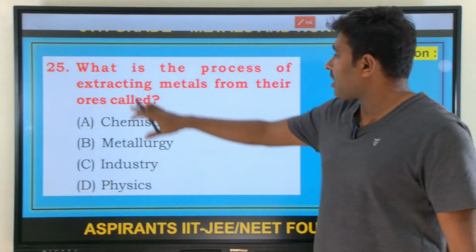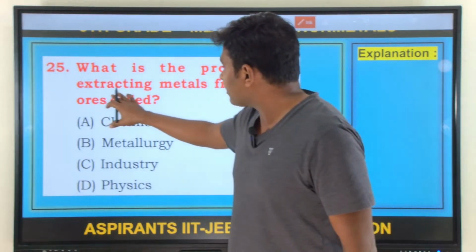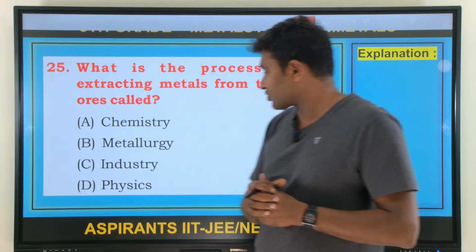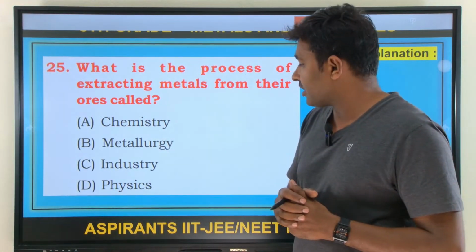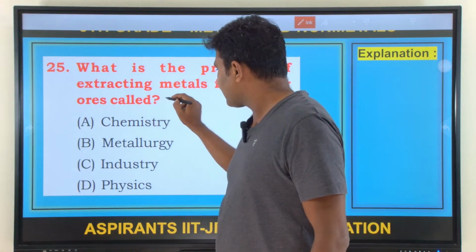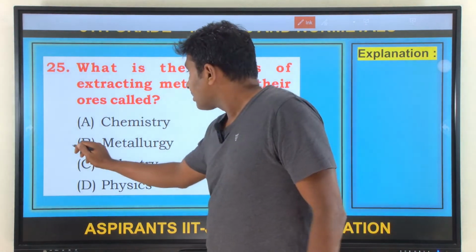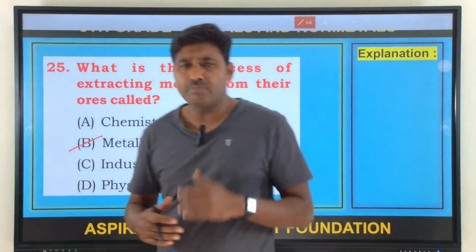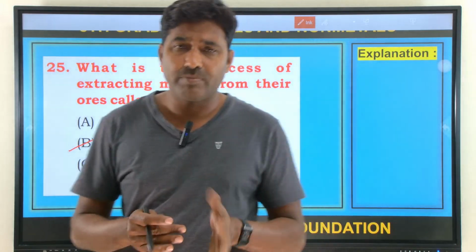What is the process of extracting metals from their ores called? Chemistry, metallurgy, industry, physics. Already in the second video we discussed this also. The process of extracting metals from their ores is called what? Metallurgy. Metallurgy is one of the branches of chemistry.